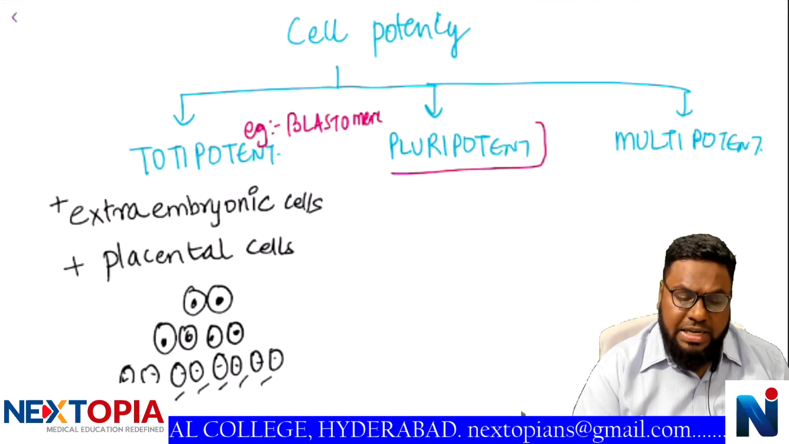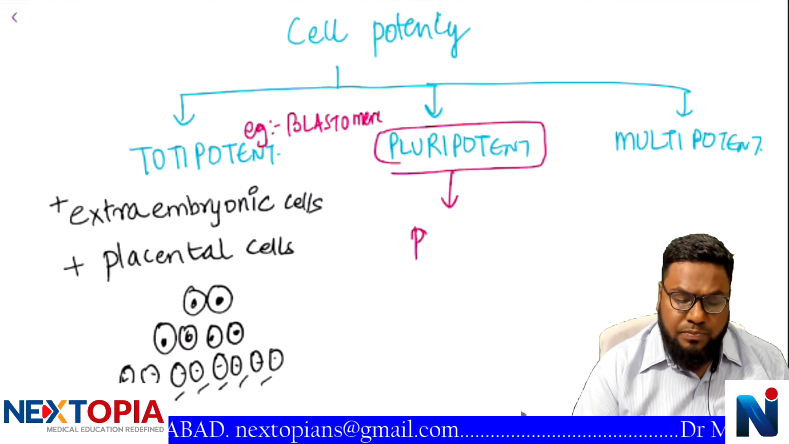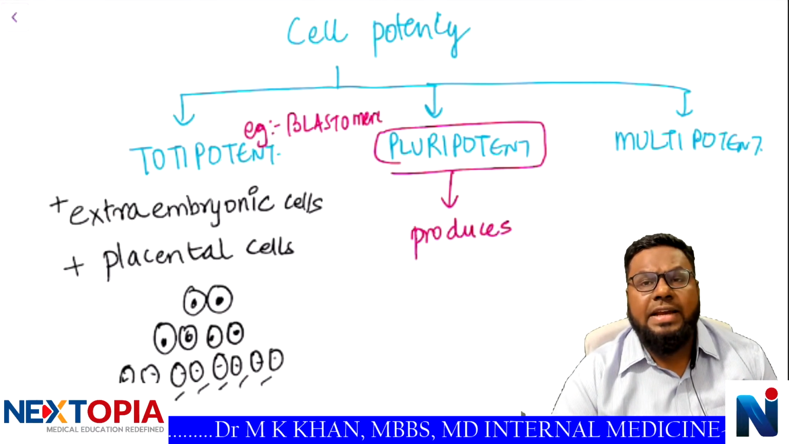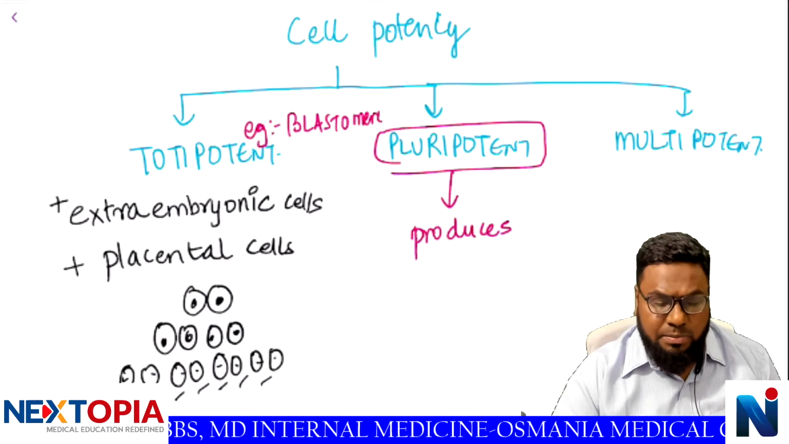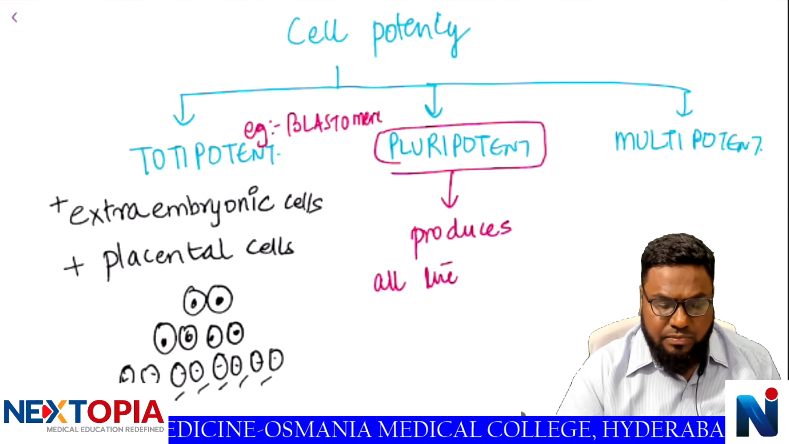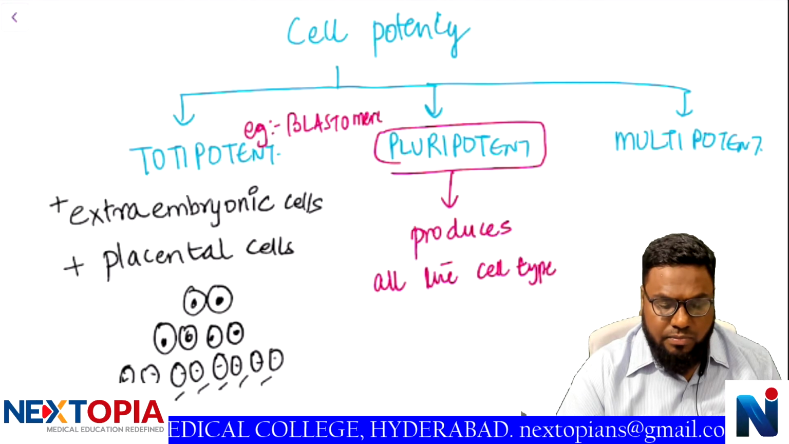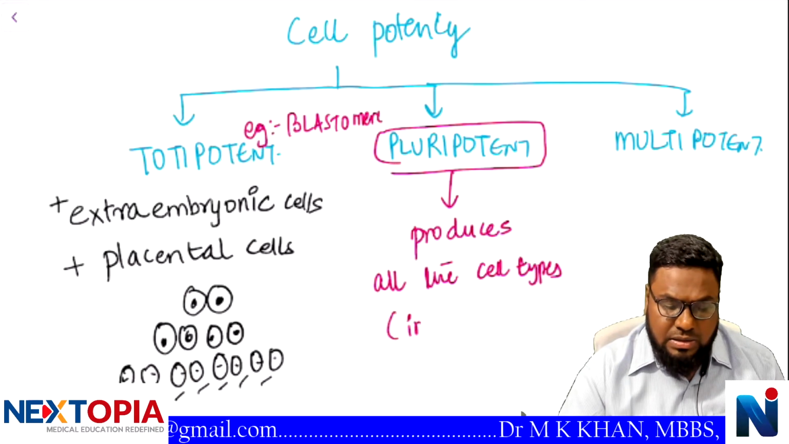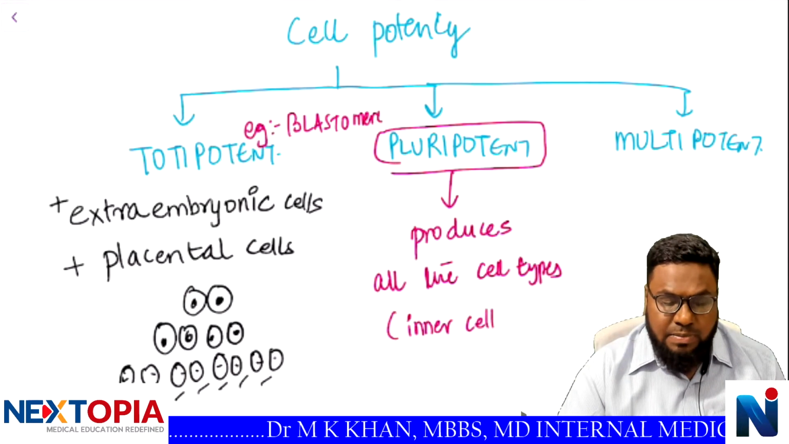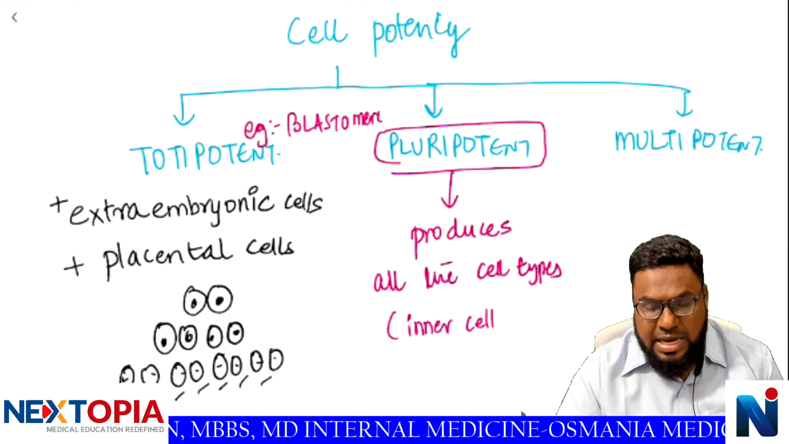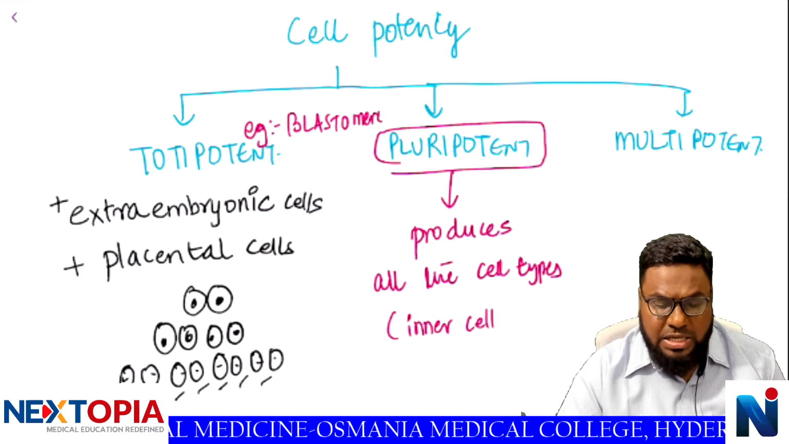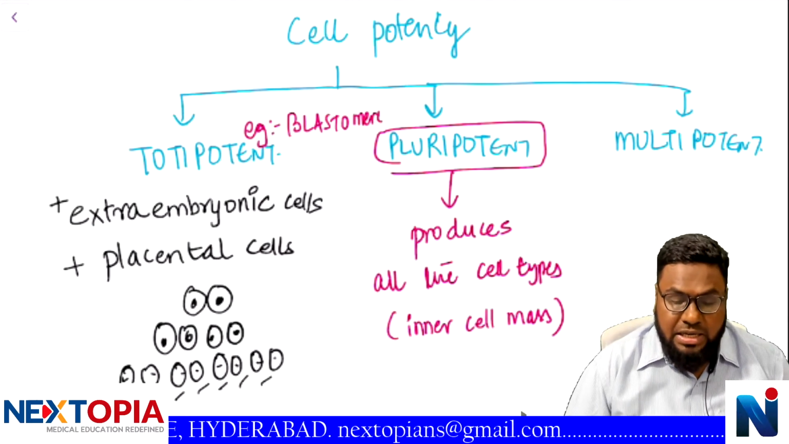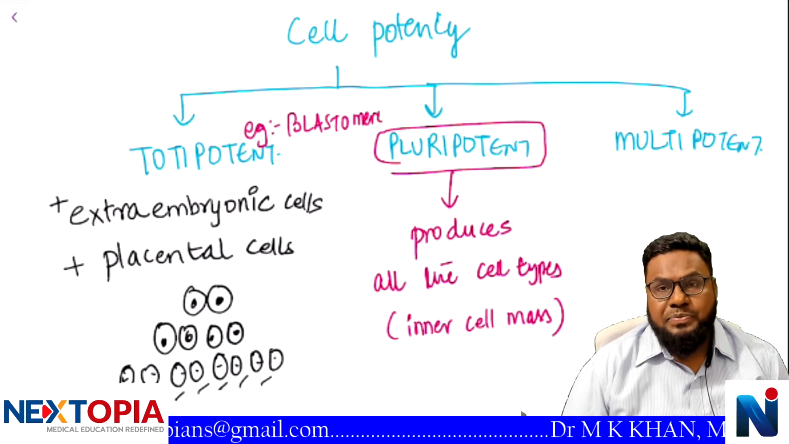So it can give rise to all the different cell types in the body. Hence, we are also calling it the inner cell mass. So we divide this blastocyst into the inner cell mass and the outermost covering of trophoblastic cells. This inner cell mass gives rise to the pluripotent cells, which have the ability to give rise to all the different cell types.